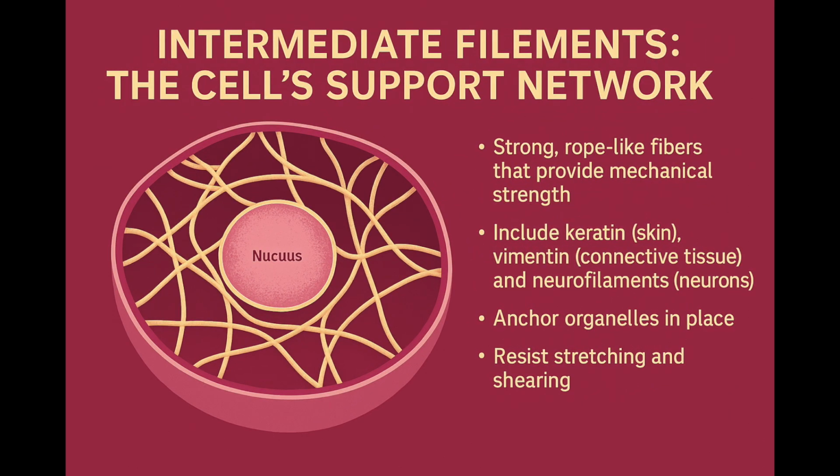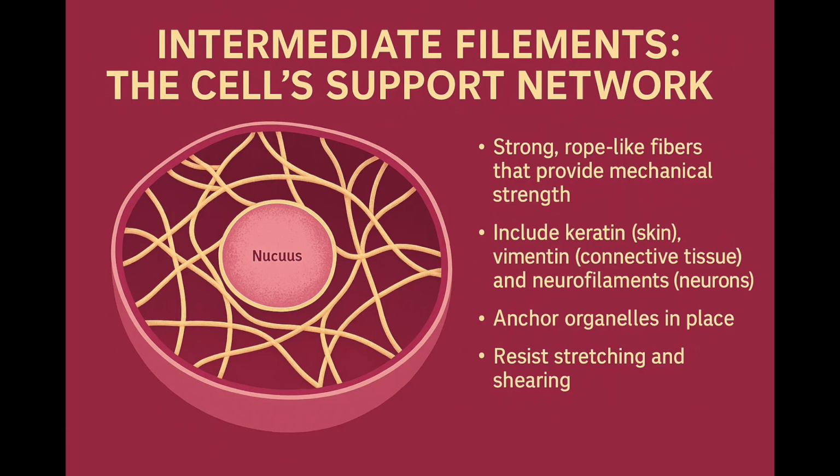Now that we've covered movement and transport, let's look at strength and stability. That's the role of intermediate filaments, the unsung heroes of cellular architecture. These are rope-like fibers thicker than actin but thinner than microtubules. Unlike the other two, intermediate filaments are made of a diverse family of proteins that vary depending on the cell type. For example, keratin forms the tough outer layer of skin and hair.